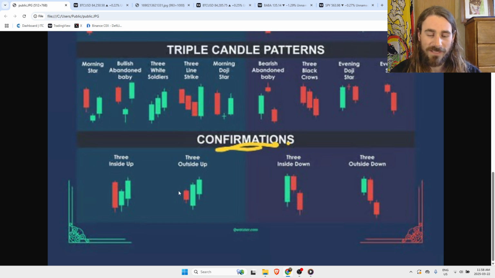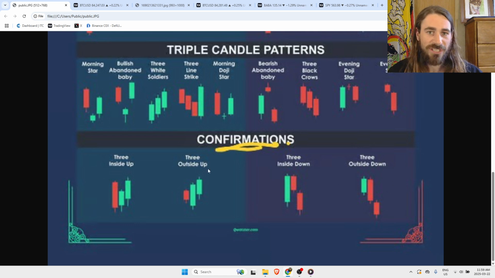So we got 3 outside up. The difference here is that this secondary candle is actually larger than this candle right through here. So ideally a bit more of a bullish setup, and then our third candle also following through. And then on the reverse side, we've got 3 inside down. You can see that first candle within that candle body, and then the second candle closing outside of that candle, and then 3 outside down, ultimately a lot bigger than the candle, and a subsequent candle closing further down.